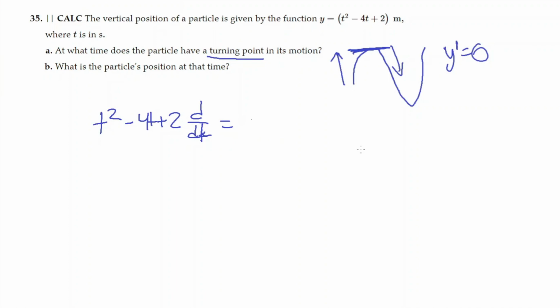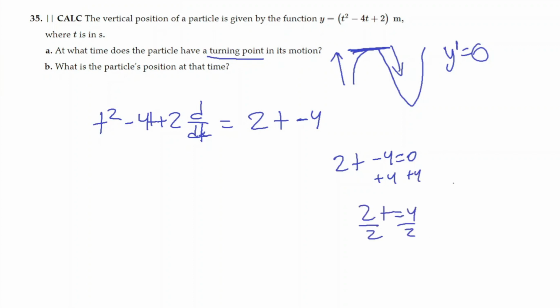And the derivative of that is going to be 2t minus 4. Now we need to set 2t minus 4 equal to 0 in order to find the zeros. So 2t minus 4 equals 0. We add 4 on both sides, we get 2t equals 4. And then if we divide by 2, we are left with t equals 2. So we're going to have a turning point at t equals 2. That answers our first question: t equals 2 is the time the particle has a turning point.